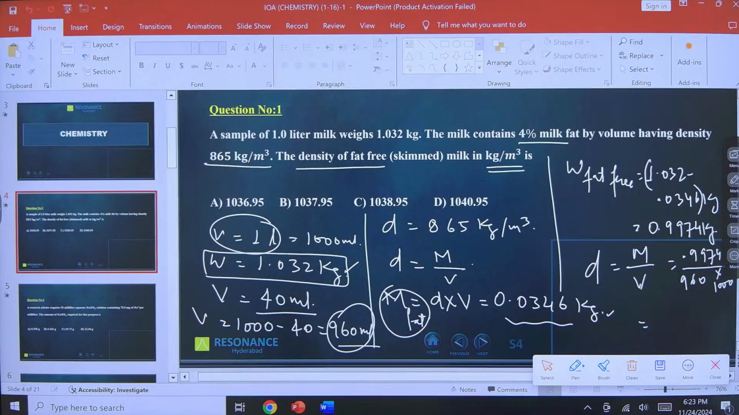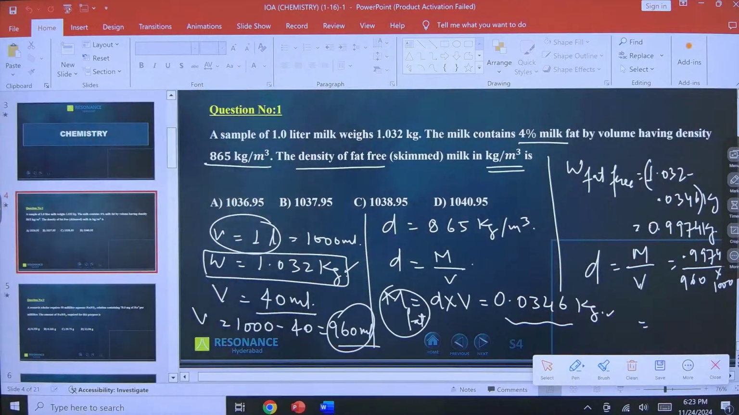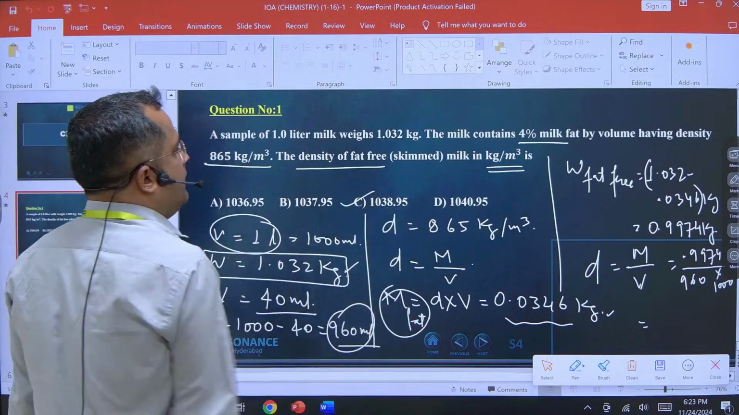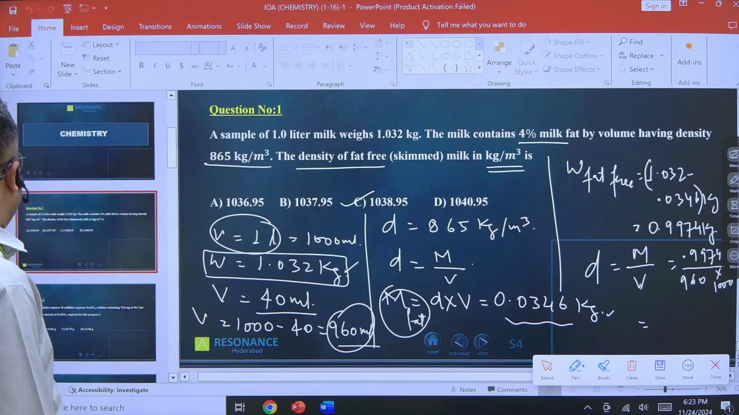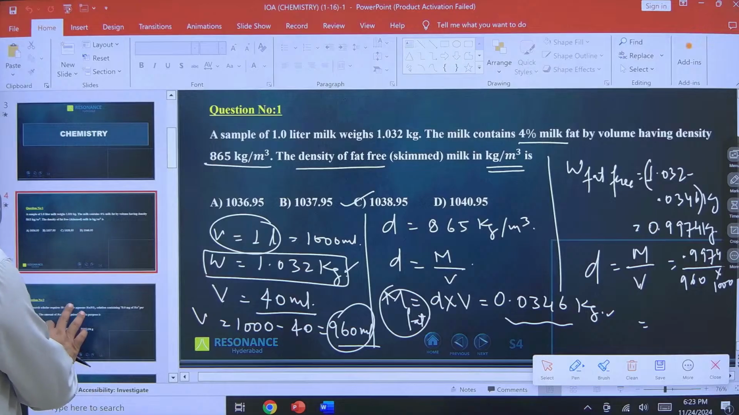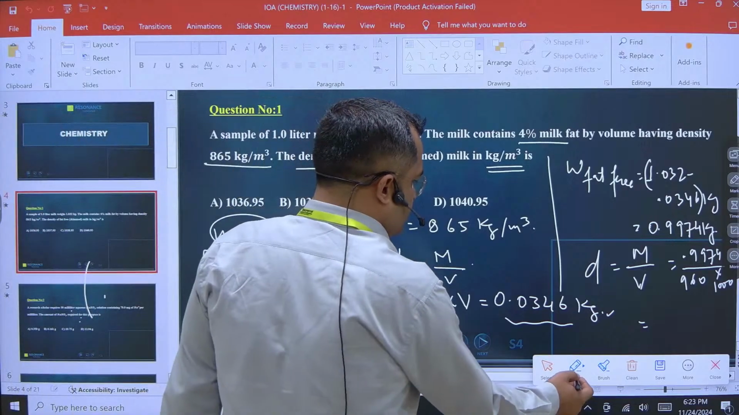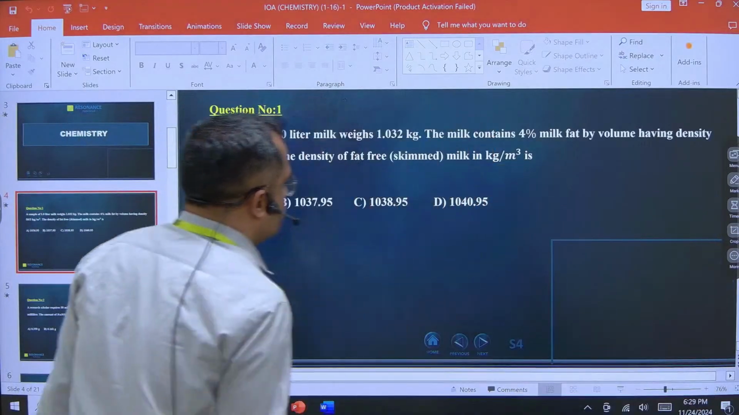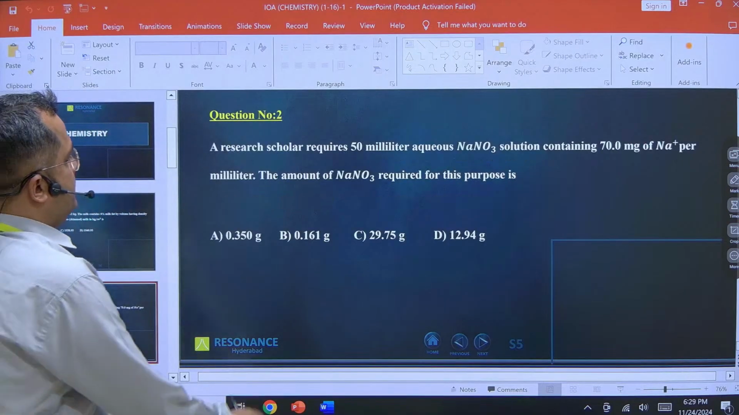Okay. Moving to next question. Here the correct option is 1.038. C option is correct. Okay. Second question.